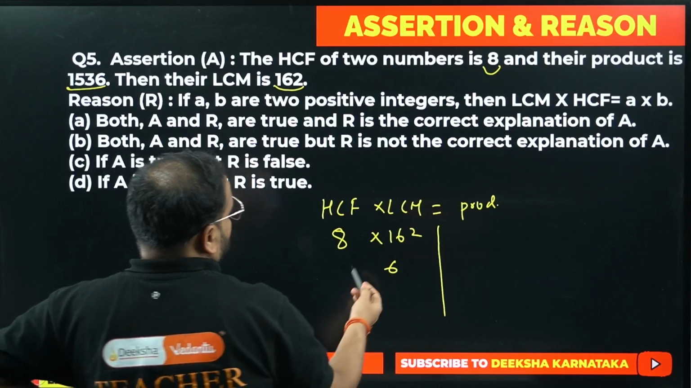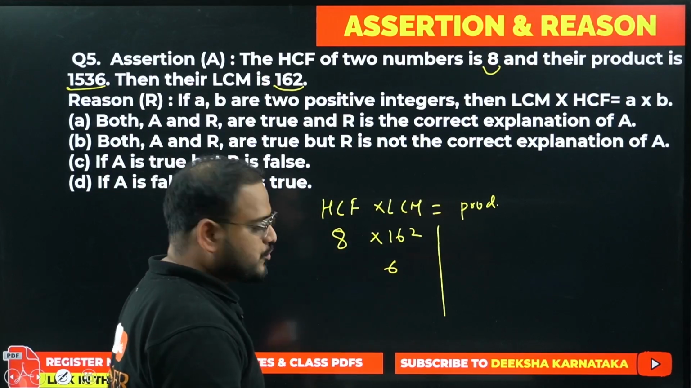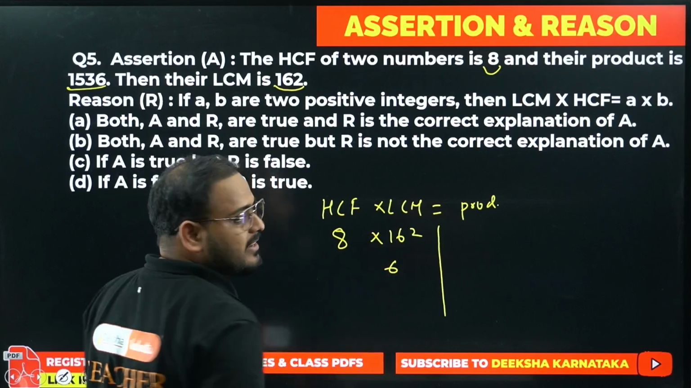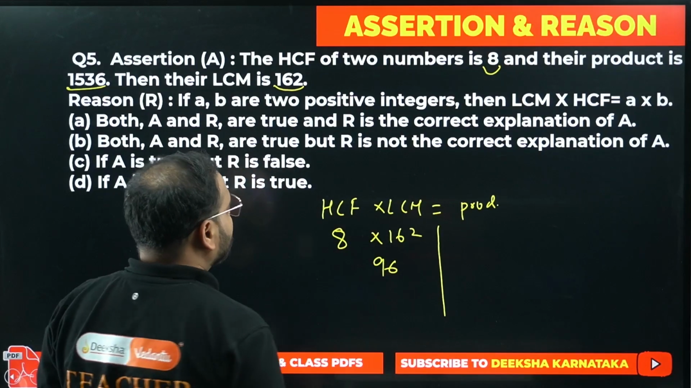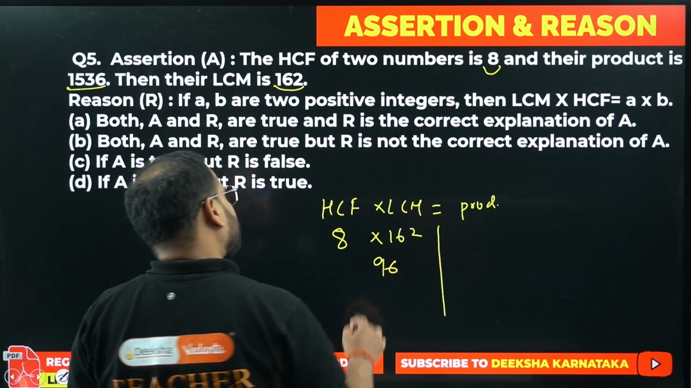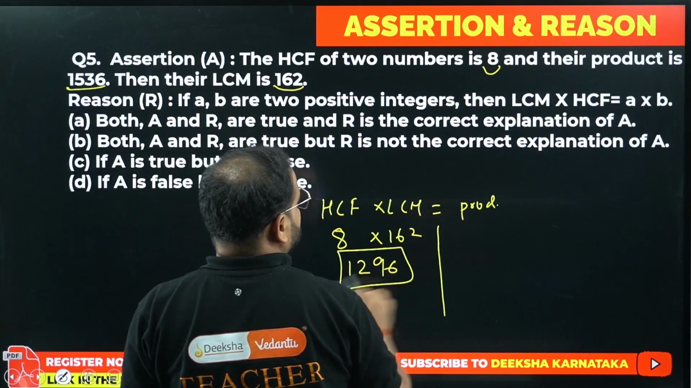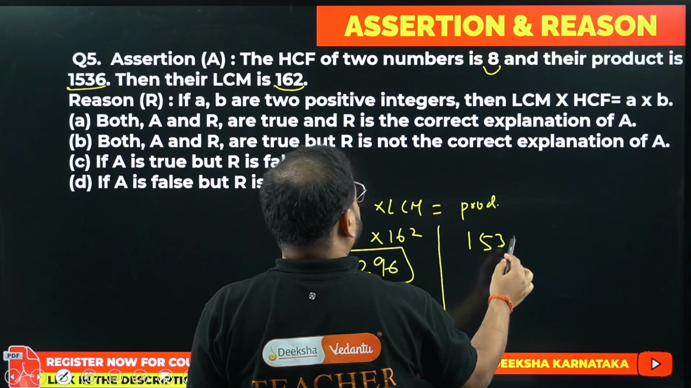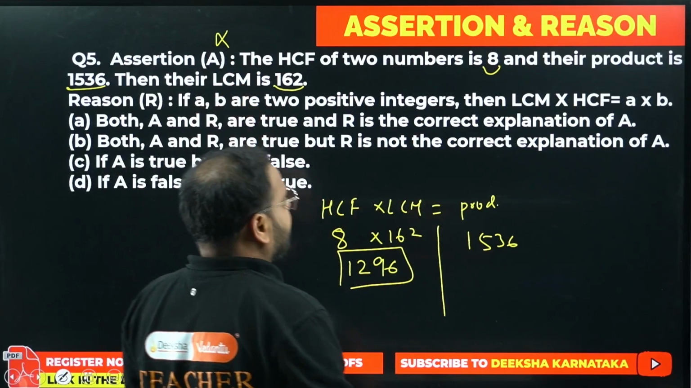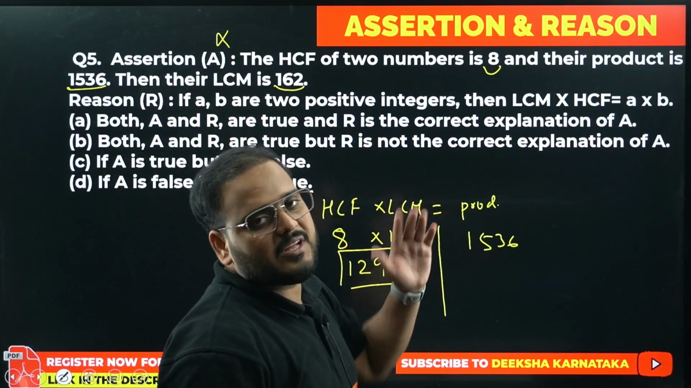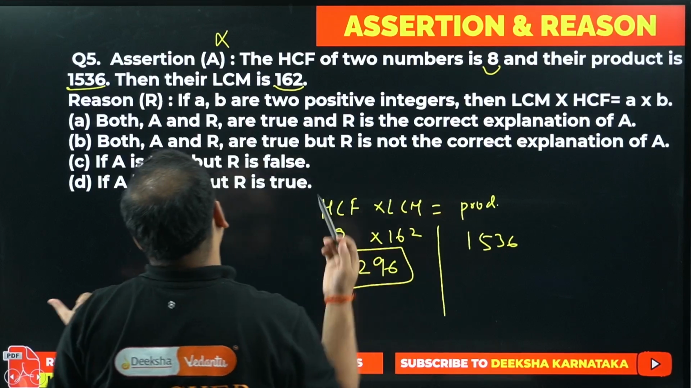8 times 2 is 16, so 6 carry 1. 8 times 6 is 48, plus 1 is 49, carry 4. 8 times 1 is 8, plus 4 is 12. So the answer is 1296. What is the product given? 1536. So it means the assertion is incorrect. Got the point? The product of the HCF and LCM is not equal to the product of the numbers. Hence, the given assertion is incorrect.